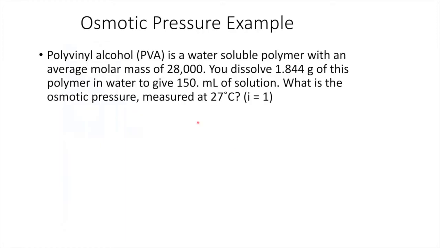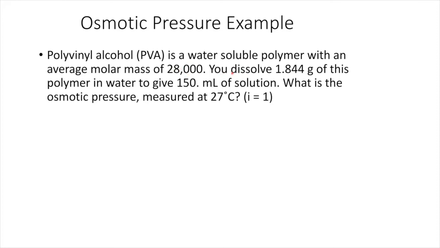Okay, so let me do an example question on osmotic pressure for you. Polyvinyl alcohol is a water-soluble polymer with an average molar mass of 28,000. If you go to the toy store and see that slime you can buy, or even make with a recipe, that's basically a solution of polyvinyl alcohol. That toy slime is this polymer dissolved in water. And it is huge, with a molar mass on average of about 28,000.